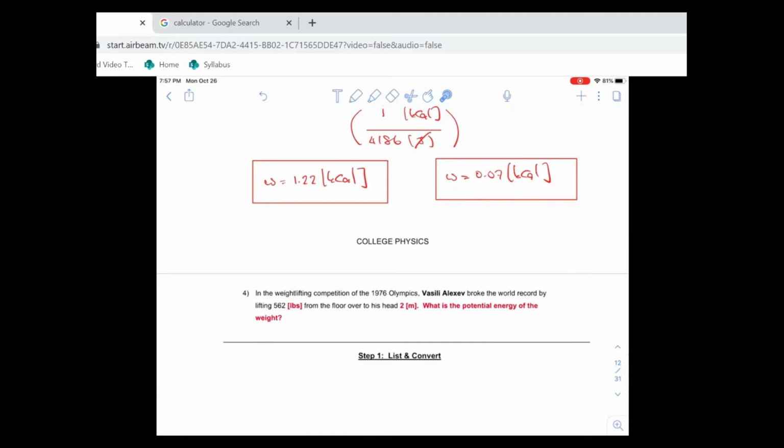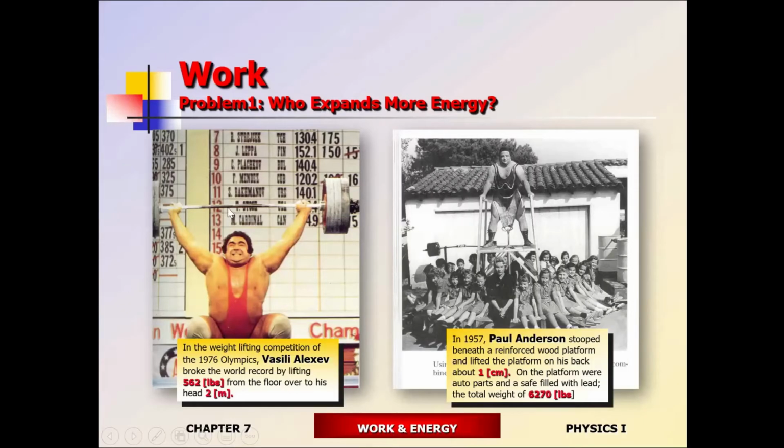Okay, so what that means is, guys, this is the amount of work that he does, the amount of energy that he transfers, 1.22 calories of work. The amount of work that this guy does, if he's lifting 6,000 pounds, is 0.07, 700th of a calorie of work being done. So lifting 600 pounds over 6 feet is going to be 17.5 times more difficult than lifting 6,000 pounds less than an inch. That's what it means. This is the reason why this is an Olympic sport and this is a freak sideshow. Okay, so that's the reason why.